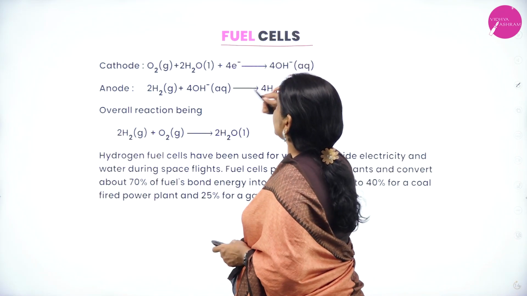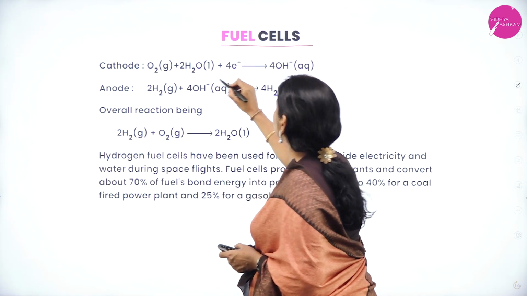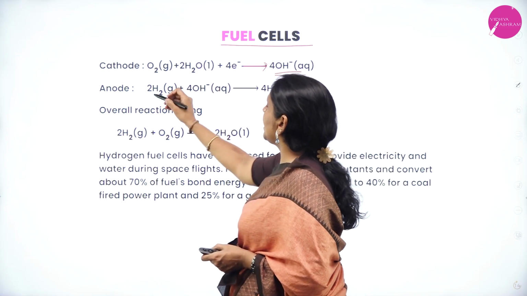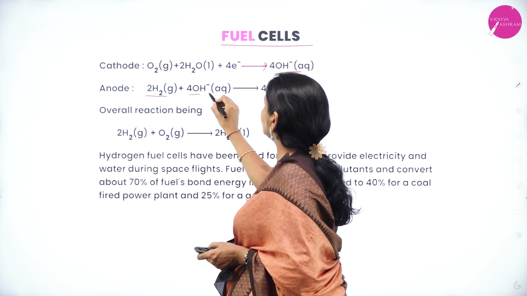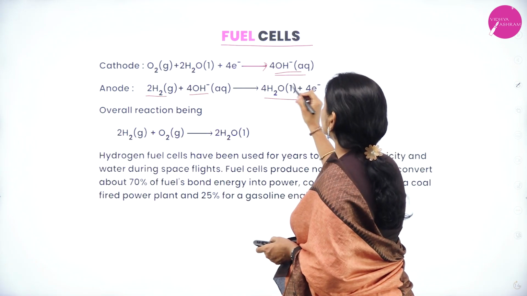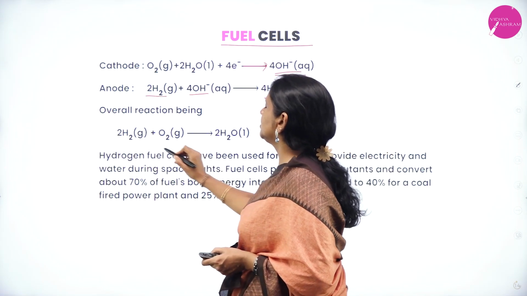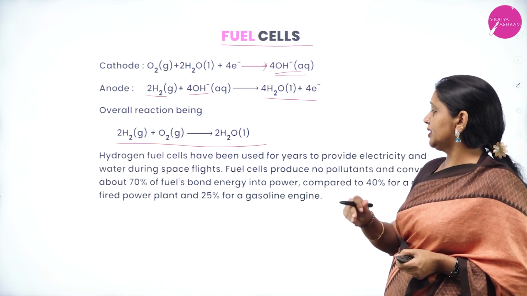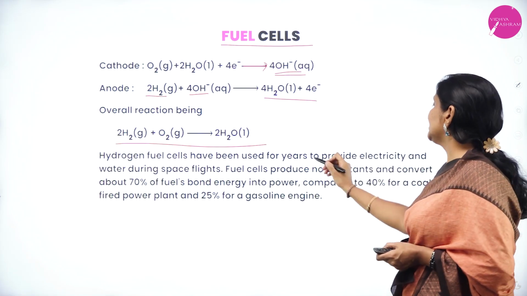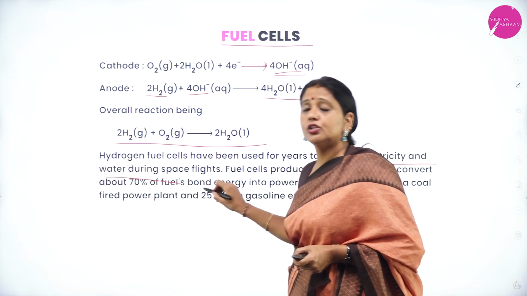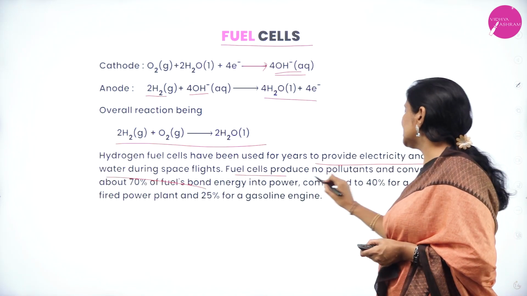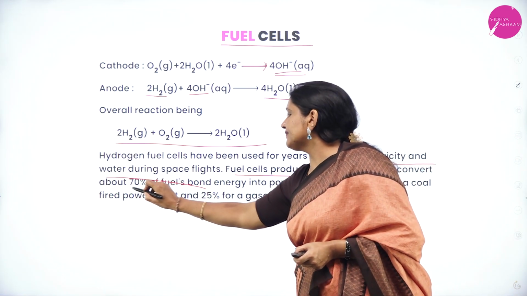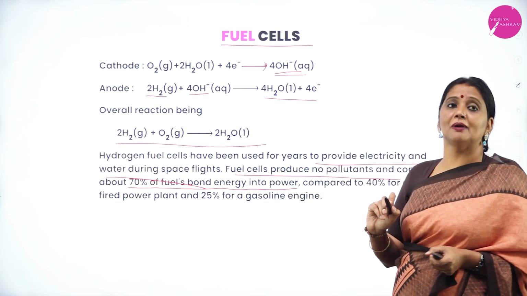Next, fuel cells. At the cathode: O2 plus 2H2O plus 4 moles of electrons gives 4 moles of hydroxyl ion. At the anode: 2 moles of hydrogen takes 4 moles of hydroxyl ion and forms 4 moles of water as well as 4 moles of electrons. The overall reaction is 2H2 plus O2 gives rise to 2H2O. Hydrogen fuel cells have been used for years to provide electricity and water during space flights, and fuel cells produce no pollutants. It is non-polluting and converts about 70% of fuel bond energy into power.